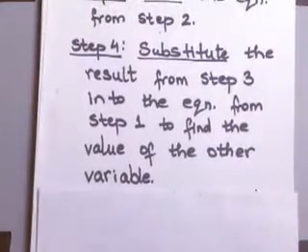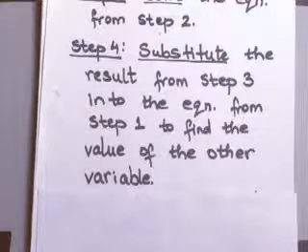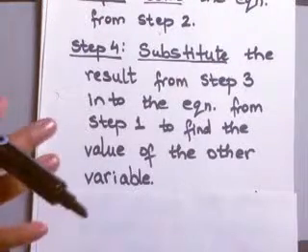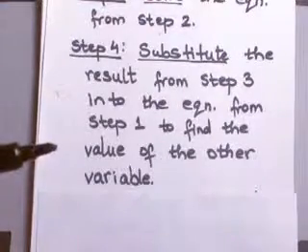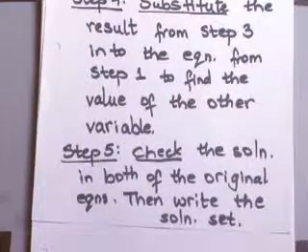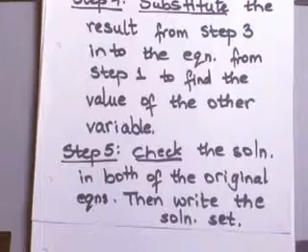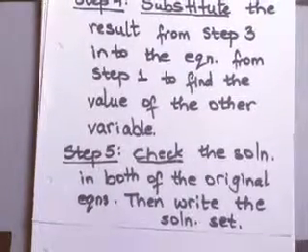And the next thing that you will do after that will be to substitute the result from step 3 into the equation from step 1, which will be the two original equations, and find the value of the other variable. And then of course your last step always is going to be to check your solution in both of the original equations and then write the solution set. So pretty much just the exact same thing that we did. You just have to keep in mind how to go about doing this.